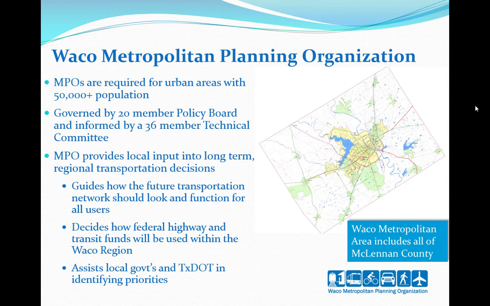MPOs are required for urban areas with a population of 50,000 or more, such as the Waco metropolitan area, which includes all of McLennan County. The Waco MPO is governed by a 20-member policy board and informed by a 36-member technical committee. The role of the MPO is to provide local input into long-term regional transportation decisions. The MPO helps to guide how the future transportation network in McLennan County should look and function for all users, and how federal highway and transit funds will be used within the Waco region. The MPO also assists local governments and TxDOT in identifying regional transportation priorities.